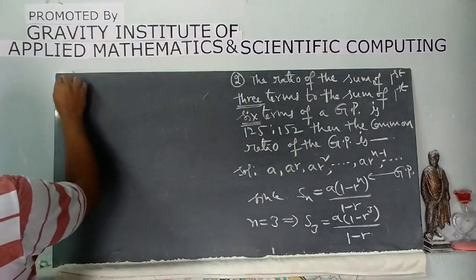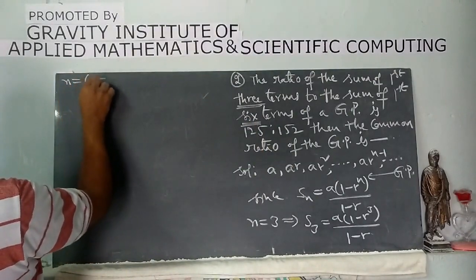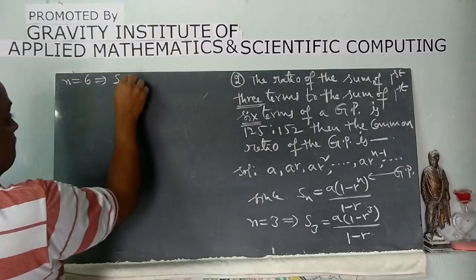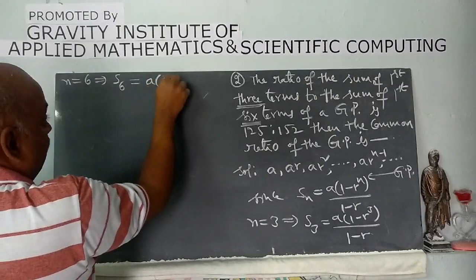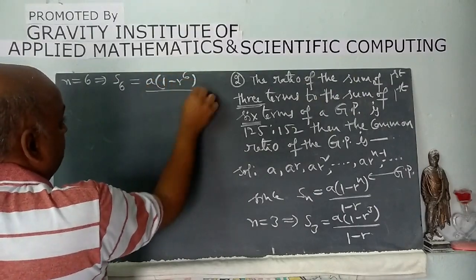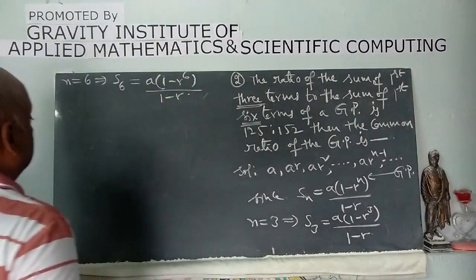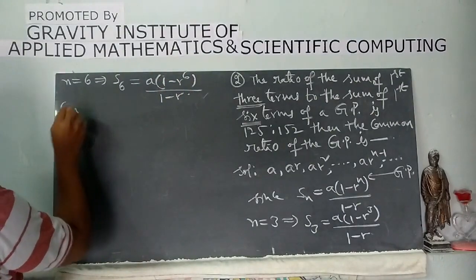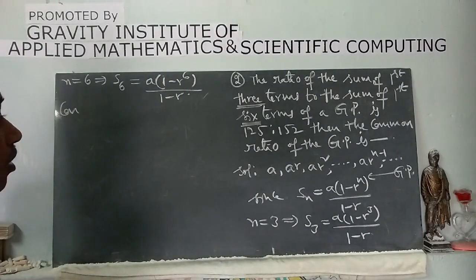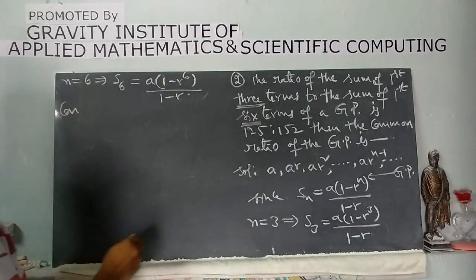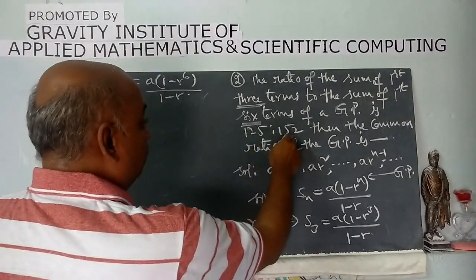N is equal to 6. This implies S6 is equal to A into 1 minus R to the power of 6 by 1 minus R. So now consider the ratio of S3 and S6, which is given by 125 is to 152.